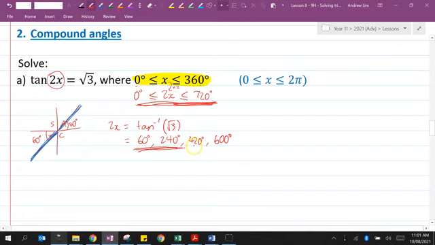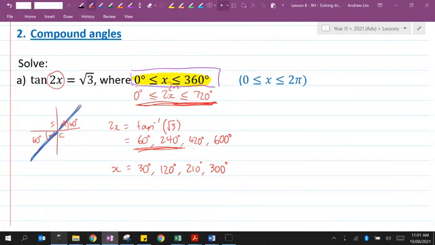Okay, so 60 plus 360 gives us 420. 240 plus 360 gives us 600. And these are the four angles that will be between 0 and 720. Now that we've done that, we can actually divide every angle by 2 to get x by itself, because it says 2x is equal to. So we want what x is equal to. X is therefore equal to 30 degrees, 120, 210, and 300 degrees. And we can see that all four of these angles are within the given domain between 0 and 360.